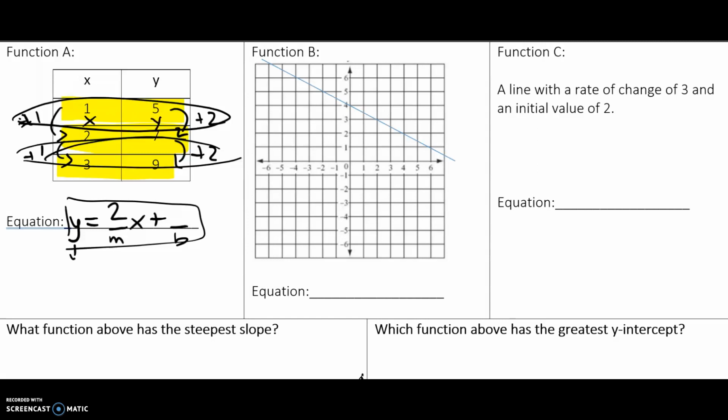So y, I'll write 5, equals 2. Instead of x, I'm writing 1, and then that's plus b, which is what I'm solving for. 5 equals 2 times 1, which is 2, plus b. All I have to do is subtract 2 from each side, and I get that b equals 3. So I've now written that equation.